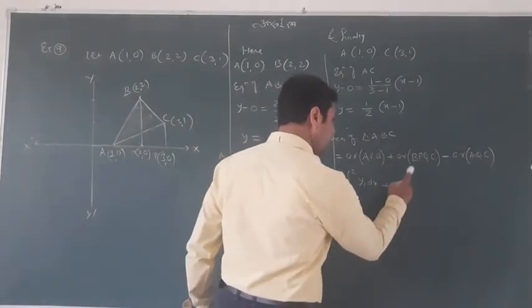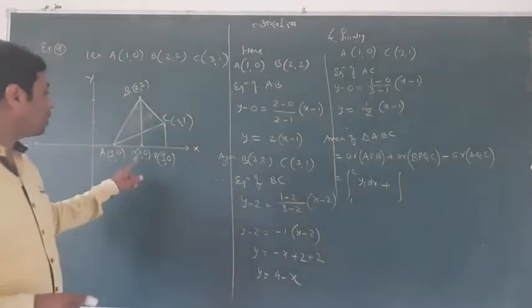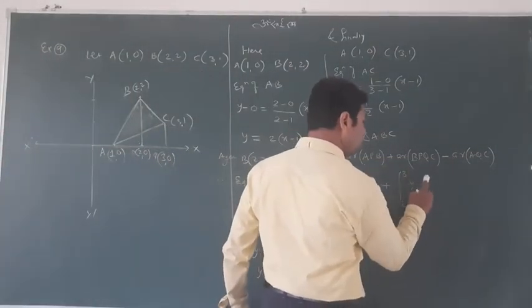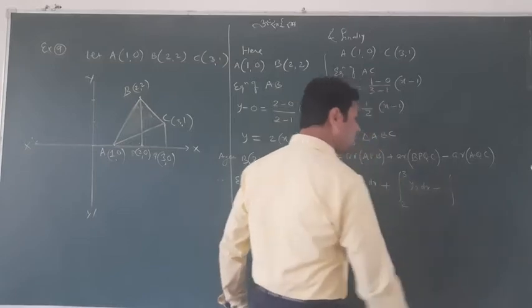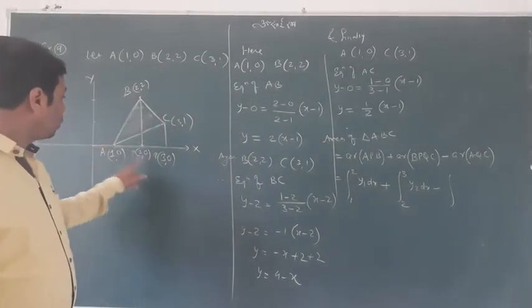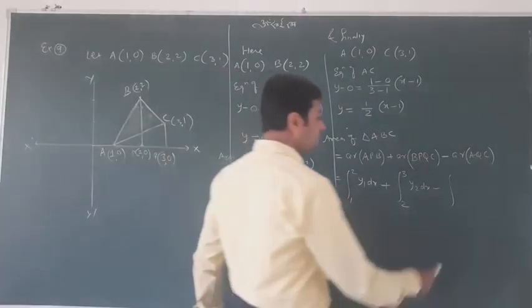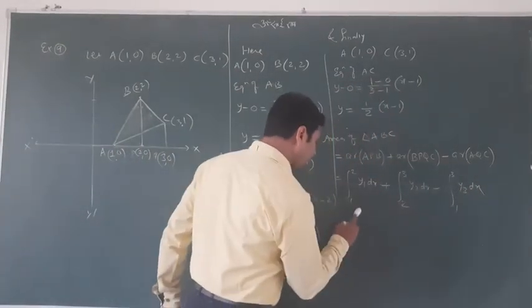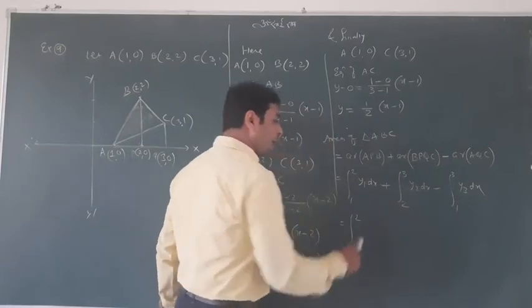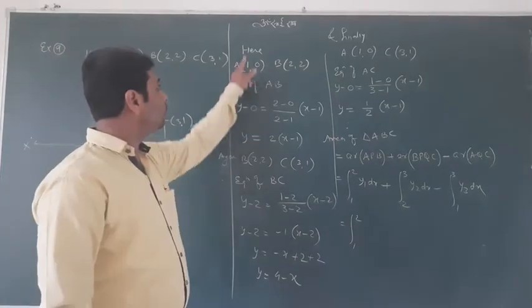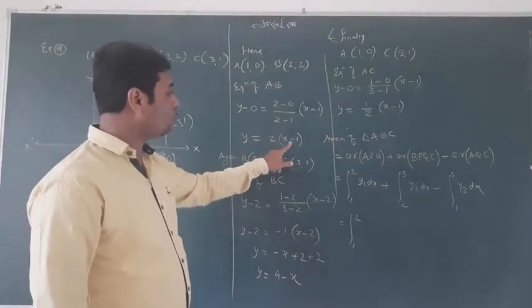Okay, area of BPQC is between 2 to 3. Suppose it is called y2. And lastly, it's AQC, from 1 to 3. Suppose it is called y3. Now put the values of y. Can you tell me, y1 was this line AB? AB is here. Equation of AB: y equals 2x minus 1.